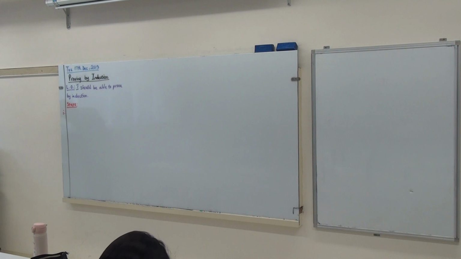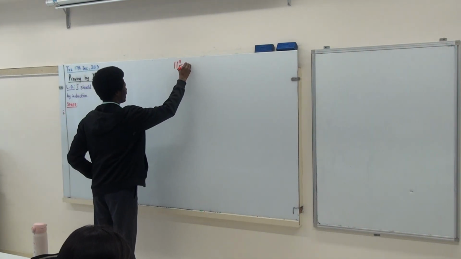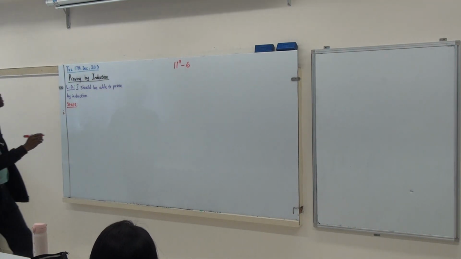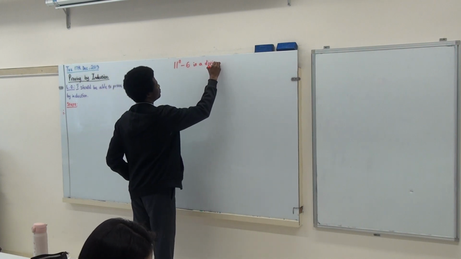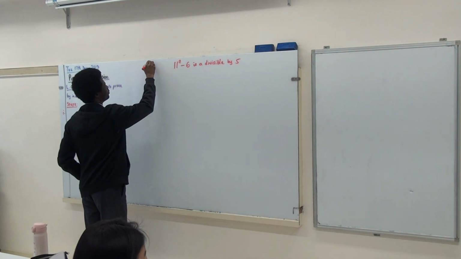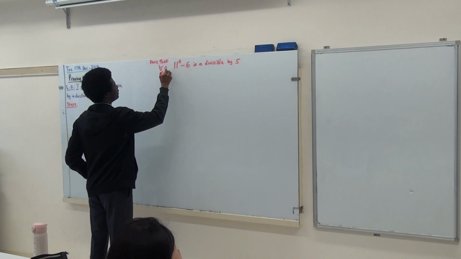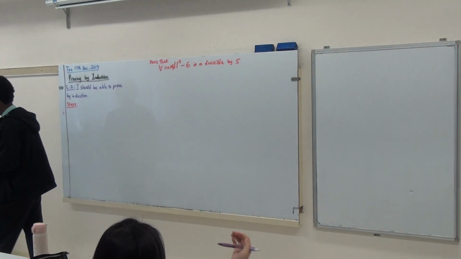This question says, prove that 11 to the power n, no, don't write, just listen. 11 to the power n minus 6 is a multiple of 5, or is divisible by 5. Prove that, for all n belonging to N, that is for all natural numbers n, 11 to the power n minus 6 is divisible by 5. So please listen.